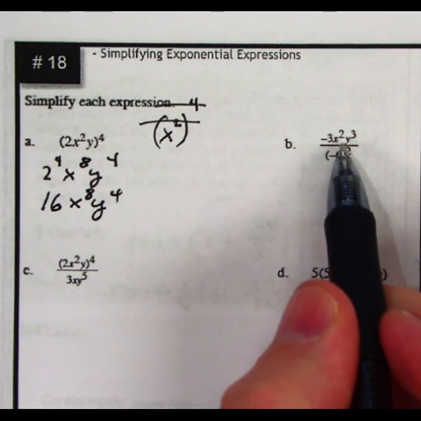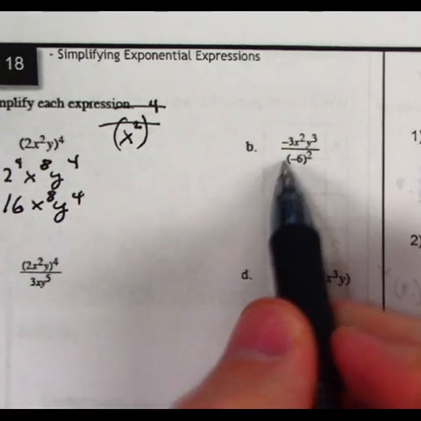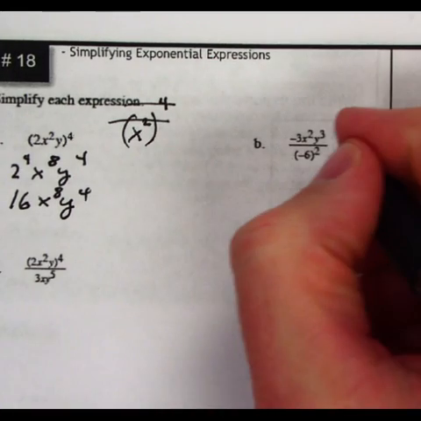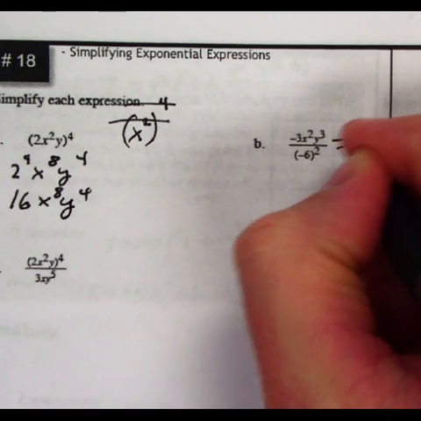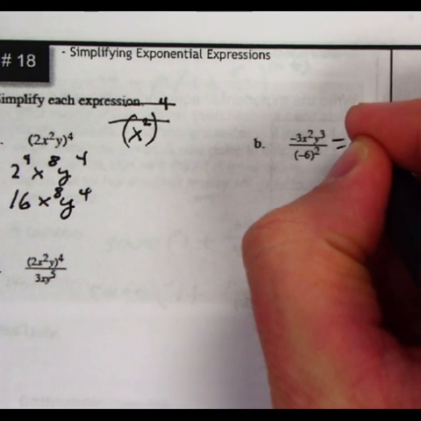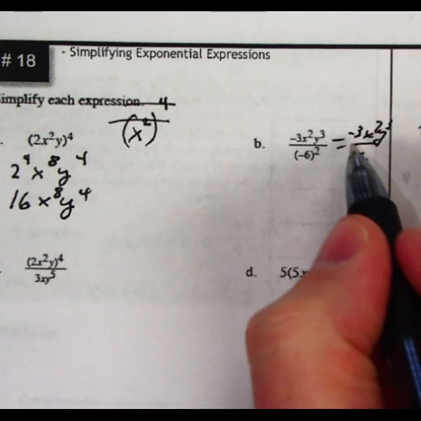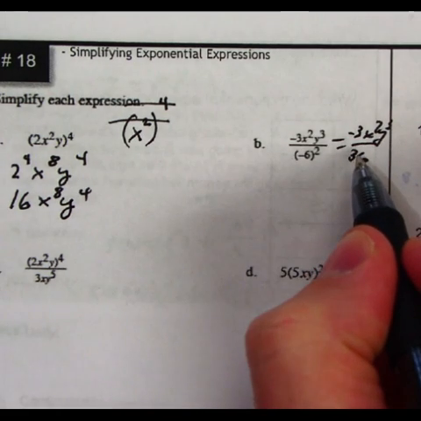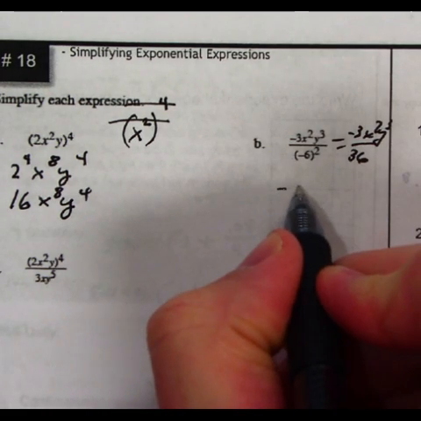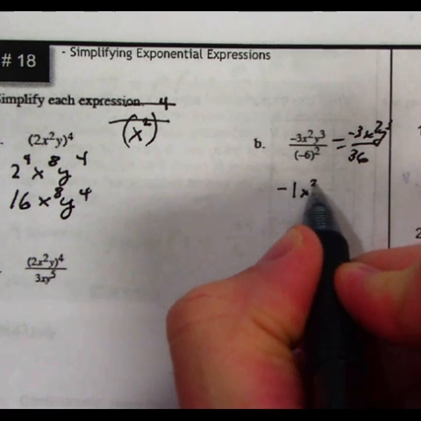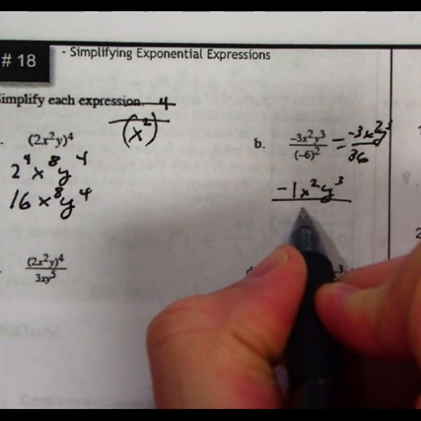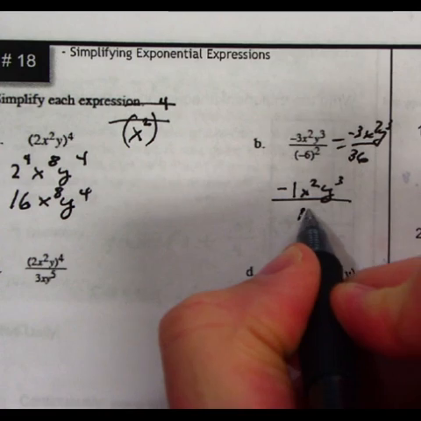Next one. We've got stuff on the top and bottom. These are all numbers down here, so this question isn't bad. This negative 6 squared is 36, so that goes down there. We've got negative 3x squared y to the third. That's not a big deal. These both divide by 3, so we end up getting negative 1, or just negative x squared y to the third over, and then that divides by 3, and we get 12.